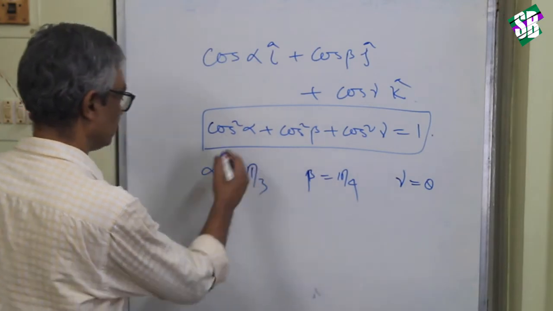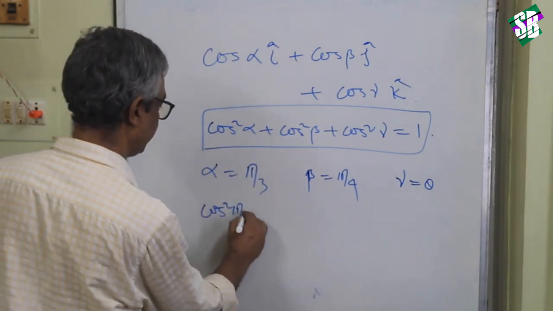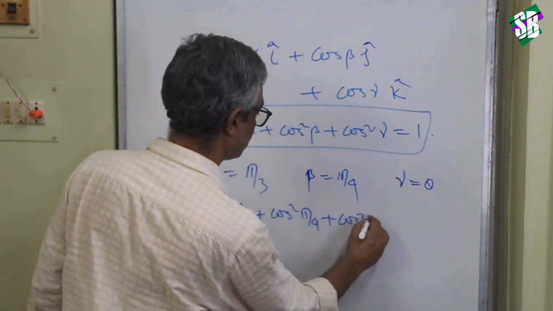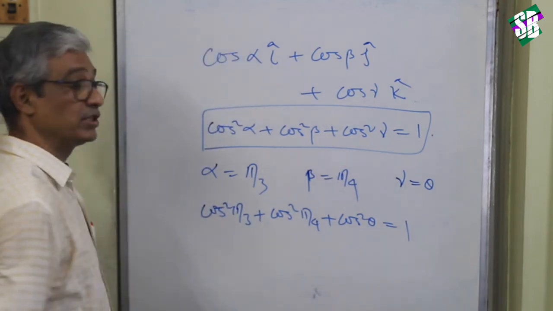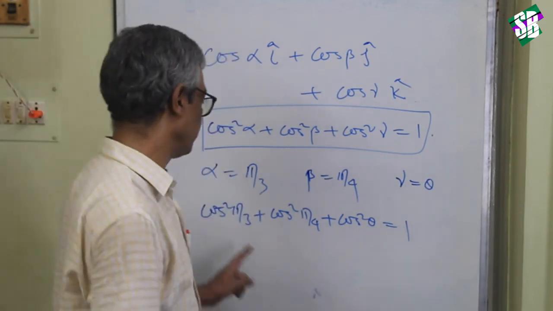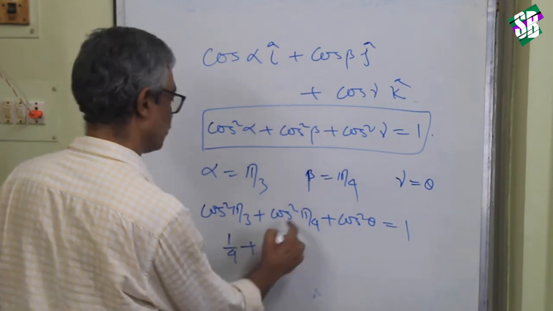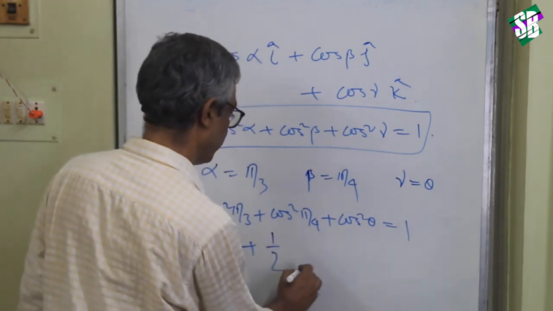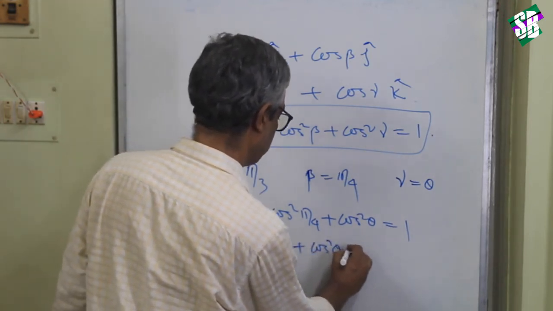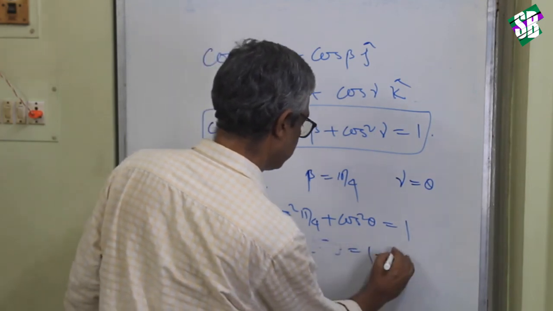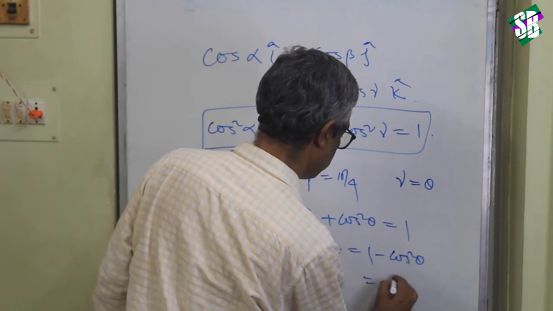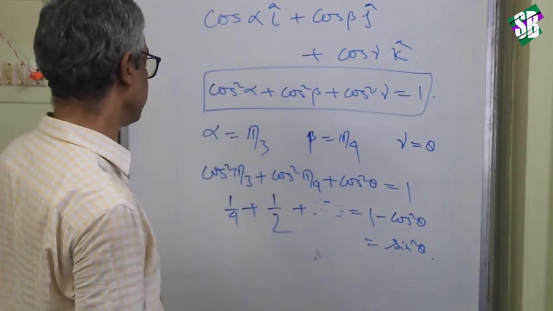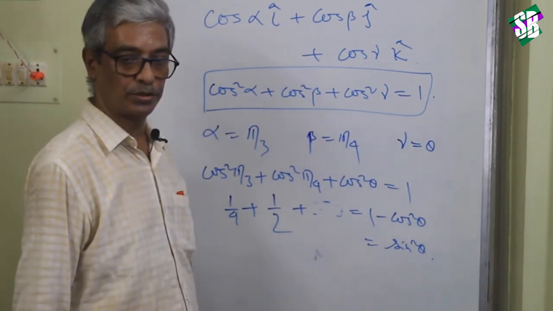So you know that cos square pi by 3 plus cos square pi by 4 plus cos square theta equals 1. What is cos pi by 3? Cos pi by 3 is half, so this is 1 by 4. Plus, what is cos pi by 4? Cos pi by 4 is 1 by root 2, so this is 1 by 2, plus cos square theta equals 1. You can even bring this over here, so this is sin square theta. And 1 by 4 plus 1 by 2 is 3 by 4. Okay.